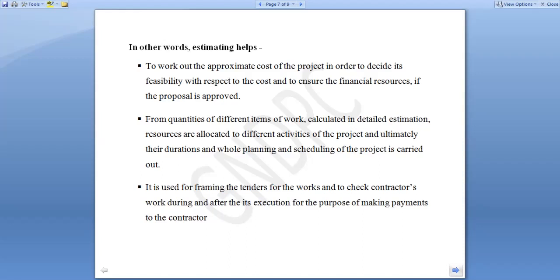It is used for framing the tenders for the works, and to check the contractor's work during and after the execution for the purpose of making payments to the contractor.